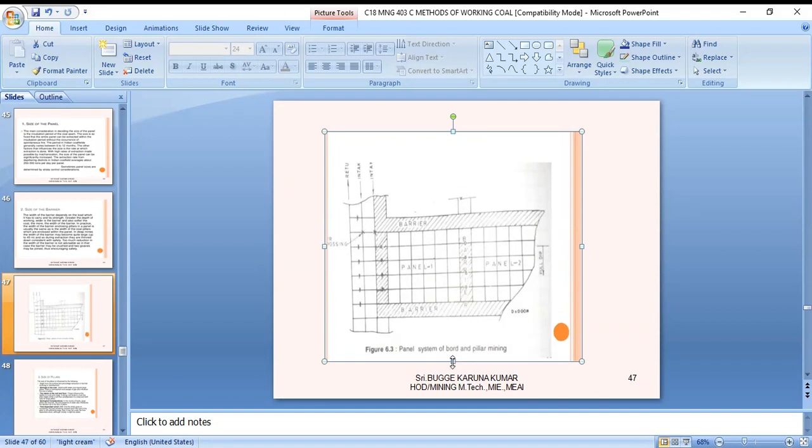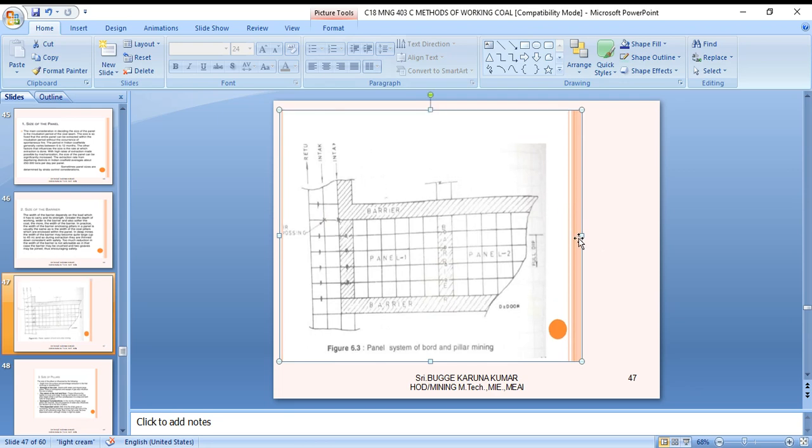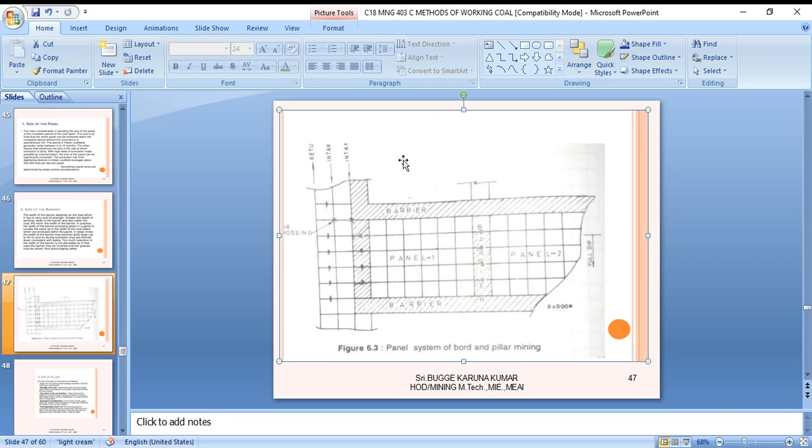So this is one complete layout of the underground board and pillar panel layout. You can easily understand this panel layout. Right? This is the barrier, this is the barrier, this is the barrier. This is panel one, and this is panel two. So the air intake is coming, and the return is also shown. The cross section of intake and return air.